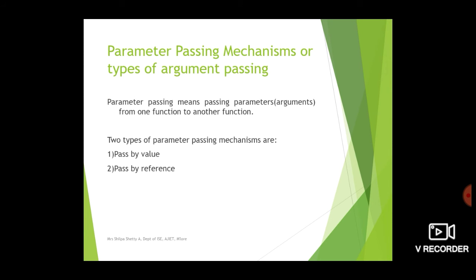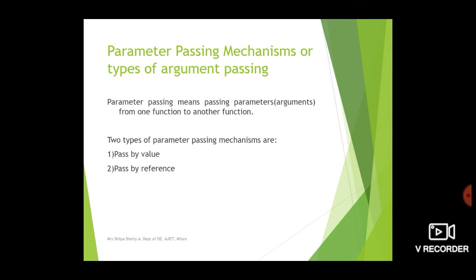Now let us see the different parameter passing mechanisms or types of argument passing. Parameters and arguments are usually the same. Let us see the different parameter passing techniques here. We have basically two important types of parameter passing techniques, that is pass by value and pass by reference.